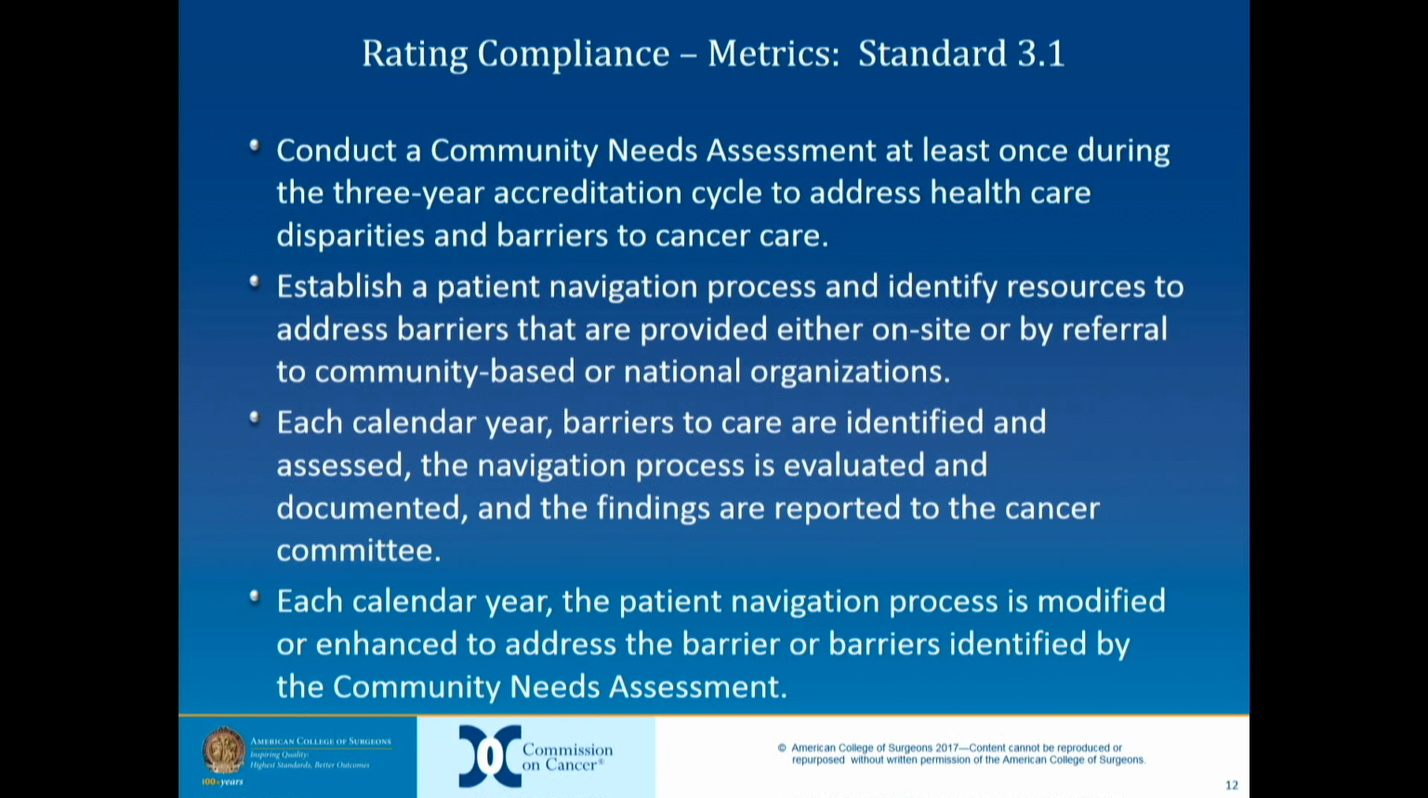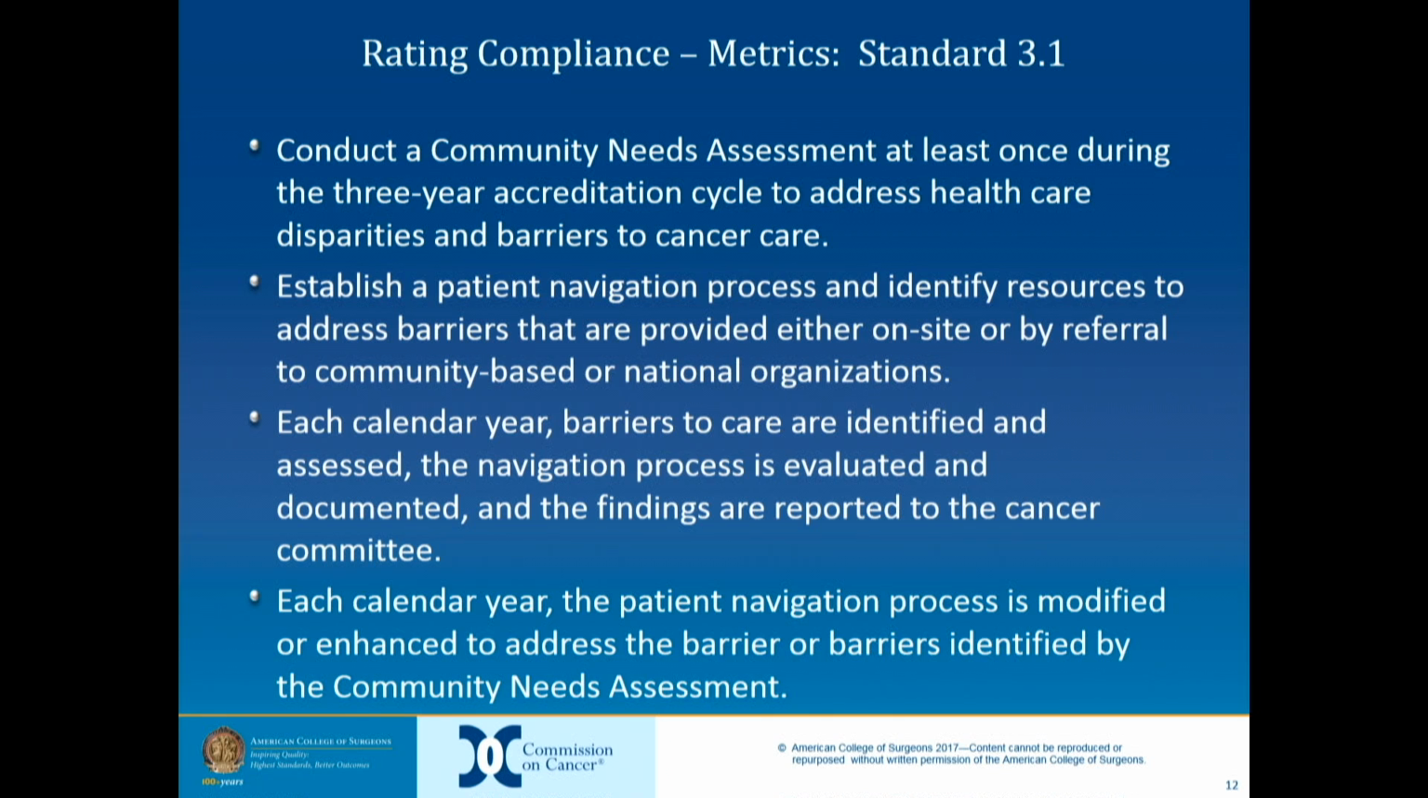The metrics that we are looking at are listed here. Conducting that needs assessment once during the 3-year accreditation cycle to identify disparities and barriers to care, to establish that navigation process and identify resources to address barriers that are provided either within the system or within the community. Each calendar year, the barriers to care are identified and assessed, and the navigation process is reported to the Cancer Committee. And then each calendar year, the process is modified or enhanced to address ongoing or changing needs within that system.